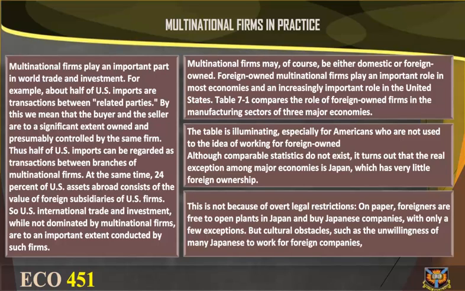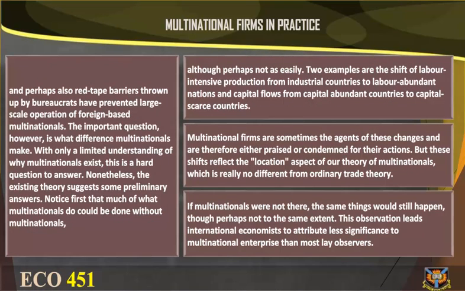It turns out that the real exception among major economies is Japan, which has very little foreign ownership. This is not because of overt legal restrictions. On paper, foreigners are free to open plants in Japan and buy Japanese companies, with only a few exceptions. But cultural obstacles, such as the unwillingness of many Japanese to work for foreign companies, and perhaps also red tape barriers thrown up by bureaucrats, have prevented large-scale operation of foreign-based multinationals.